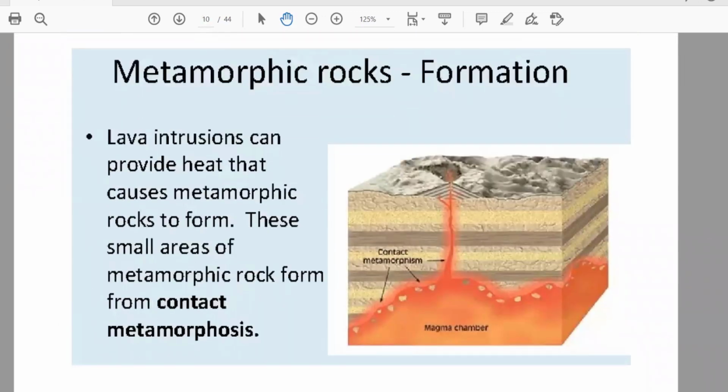Once again, you can see there is another diagram here. Here the lava intrusion provides heat, causing metamorphic rock to form. You can see here, this is contact metamorphism. For example, these are the rocks, and this is the magma. Where they are meeting each other, you can find the metamorphic rocks because high pressure and temperature is there. That's known as contact metamorphism.